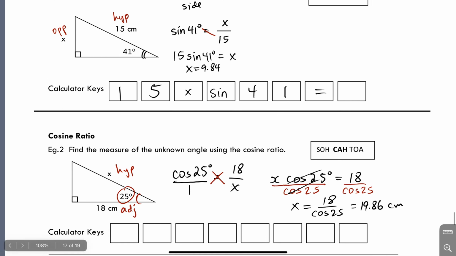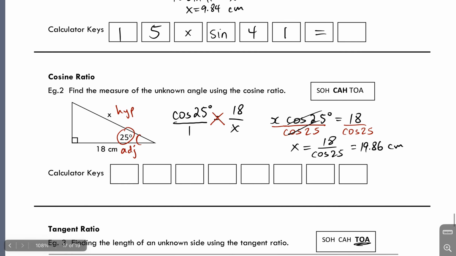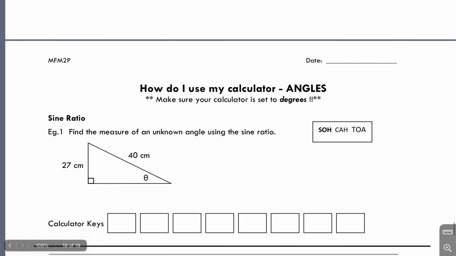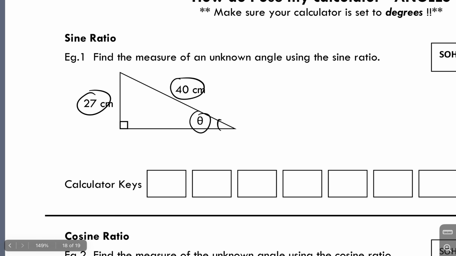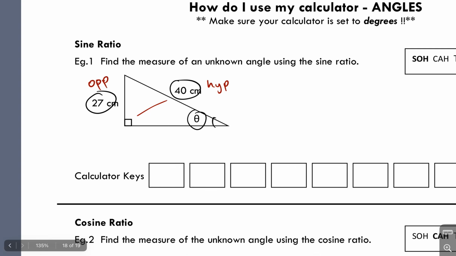Centimeters and centimeters. Okay. Now, how do we calculate unknown angles? If we're given two known sides and we're asked to find the angle, we're going to use the sine ratio for the first one because the reference angle is called theta. 27 is opposite to that reference angle, and 40 is the longest side, the hypotenuse, across from the 90-degree angle. So I can write this as sine theta equals the opposite side, 27, divided by 40, which is the hypotenuse.